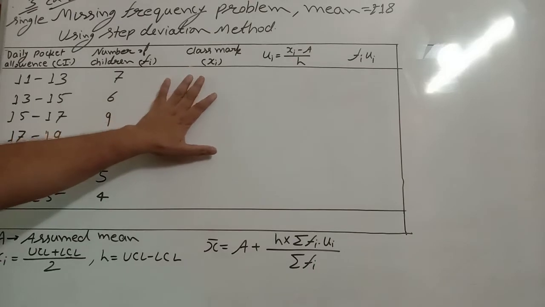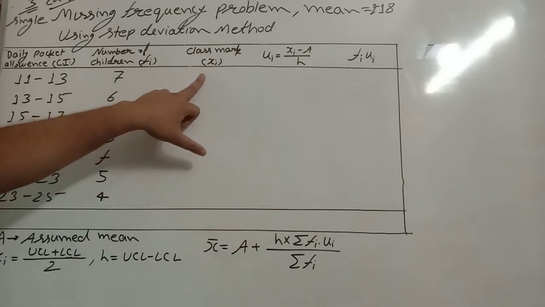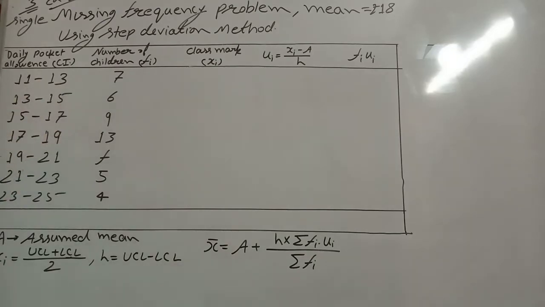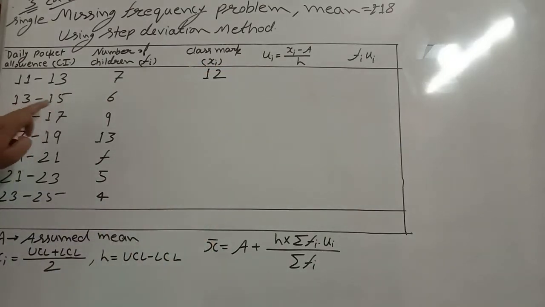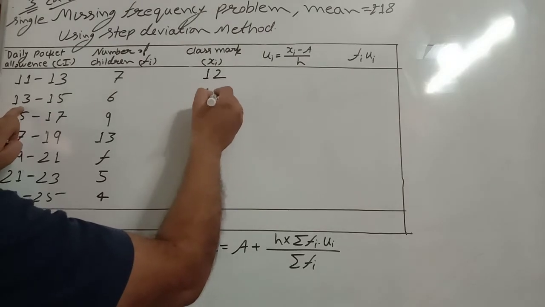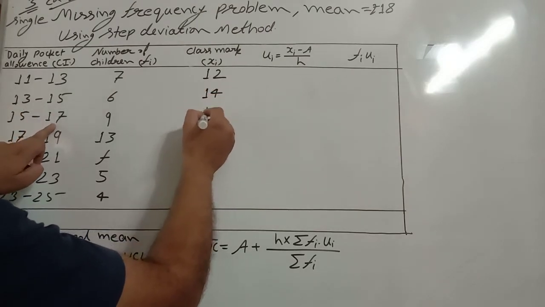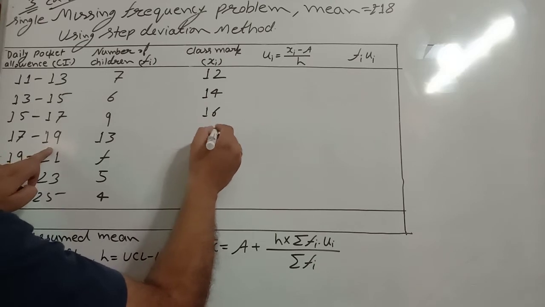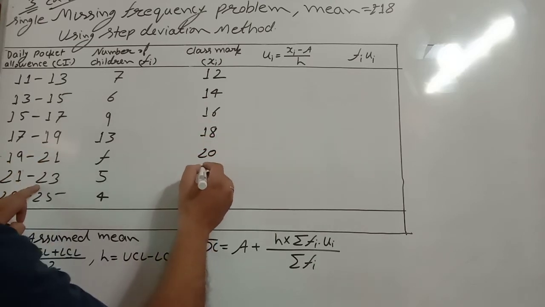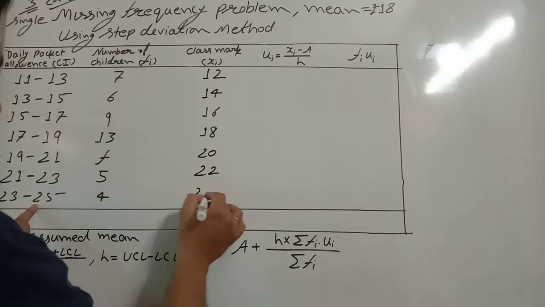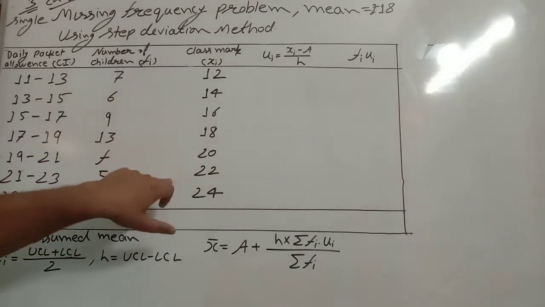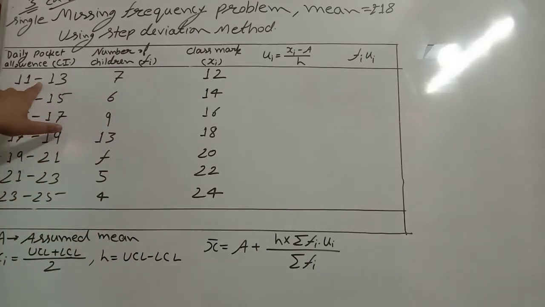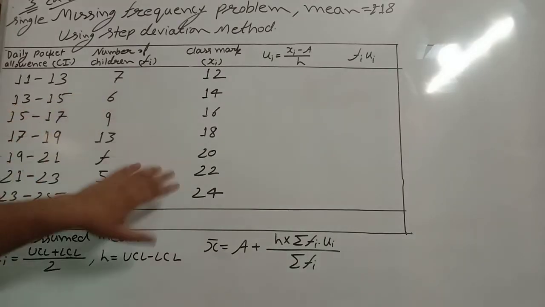Now we fill the third column, class mark xi. The formula is upper limit plus lower limit upon 2. Sum of these two numbers is 24 upon 2, it means 12. Sum of these two numbers is 28, it means 14, 16, 18, 20, 22 and obviously 24. It's a class mark xi, and we say that these are mid values of the class intervals, and so on.